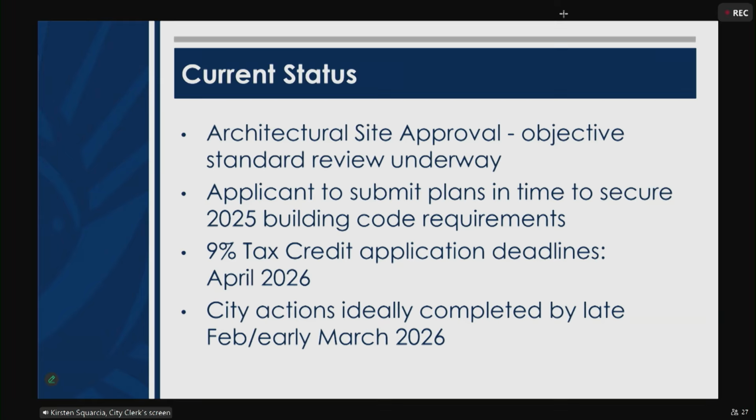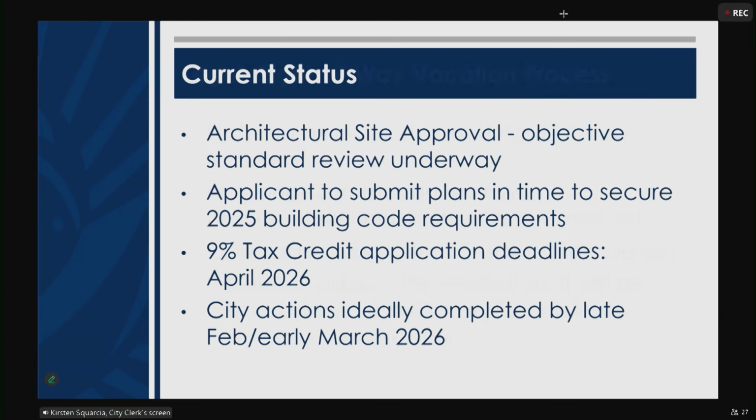The applicant is hoping to submit plans in time to secure the 2025 building code requirements, as well as meeting the 9% tax credit application deadline, which we believe is April 2026. So ideally, the city's actions on this site, which include the project approval as well as the DDA, would be completed by February, early March of 2026. That being said, next slide.